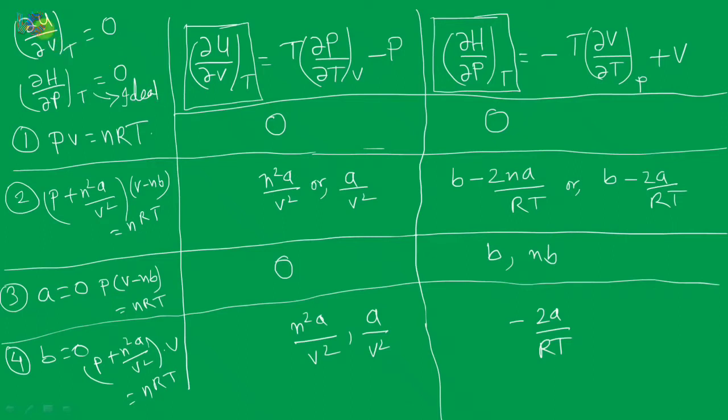But when I say del U del V at constant T is equal to 0, and I analyze these 4 results, I observe that del U del V at constant T is equal to 0 for ideal as well as for non-ideal gas. So for ideal plus non-ideal gas, del U del V at constant T is equal to 0. But when I say del H del P at constant T is equal to 0, this is only true for an ideal gas when we analyze these 4 results.